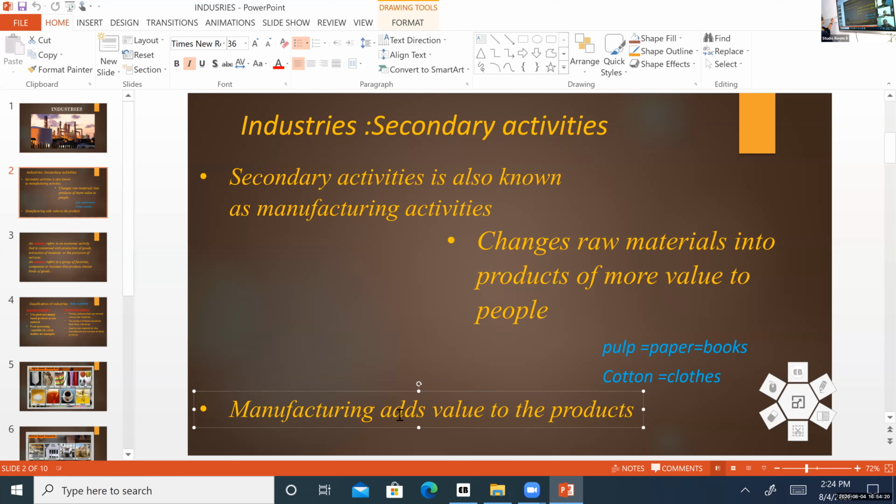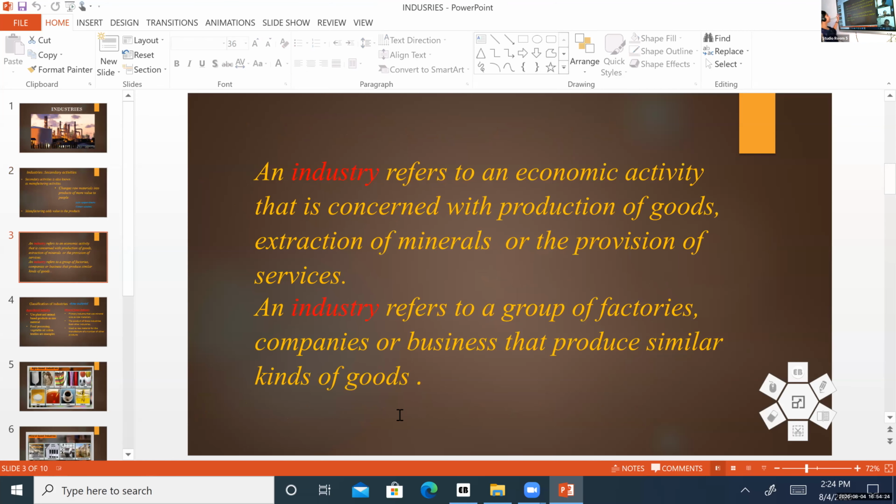Next, let us see what an industry is. Two definitions I have given for industry. One is from your textbook, and one is a simple definition. You can go through this. An industry refers to an economic activity. Economic activity means activity involving money, or activity of providing, buying, selling. All this comes under economic activity.